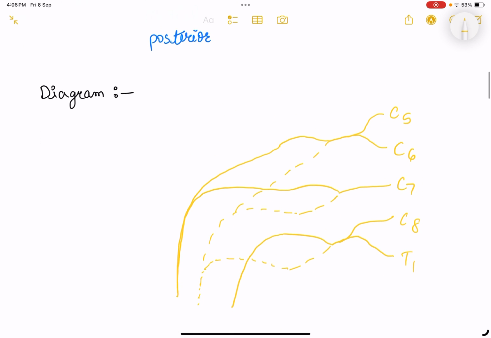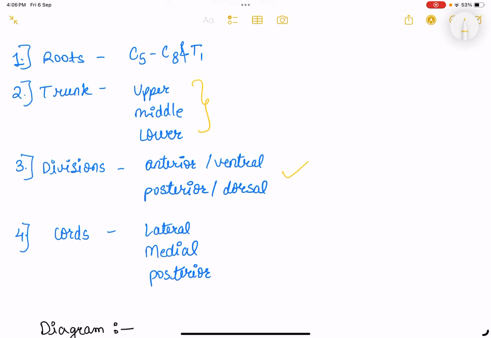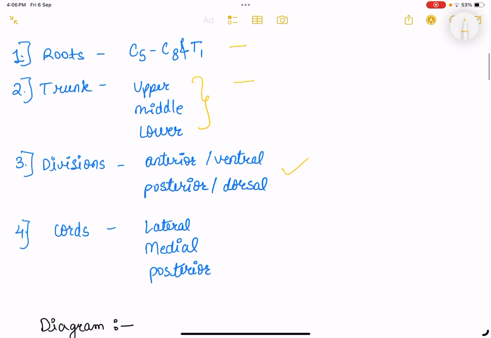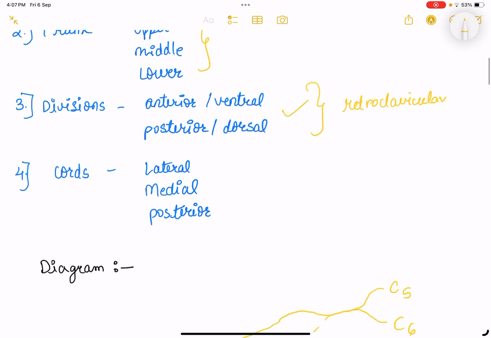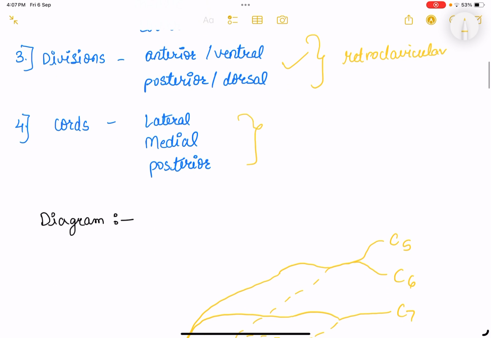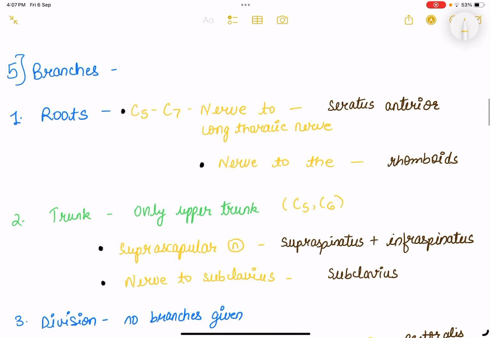Okay, so now let us see the relation to the clavicle. The roots and the trunks are basically supraclavicular. The divisions are retroclavicular, while the cords are infraclavicular. Okay, now I will tell you the branches.